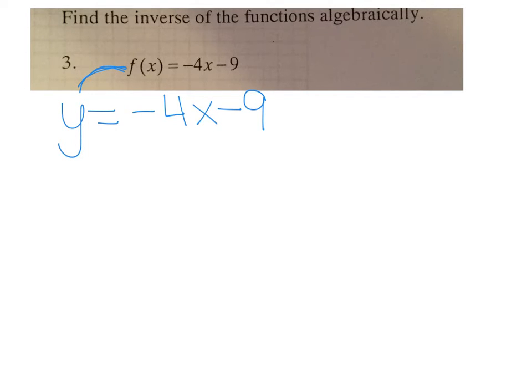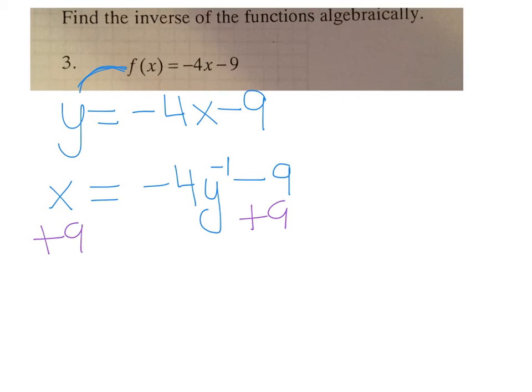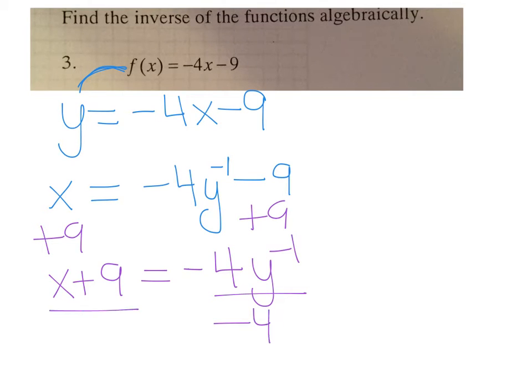Now I'm going to switch my x and y. So x equals negative 4 y, and I'm going to put a negative 1 right here because it's y inverse that we're solving for. If you forget this negative 1 power, you're not really telling us that you're finding the inverse. And then minus 9. And now we just have to get this y thing by itself. So I'm going to add 9 to both sides, which gets me x plus 9 equals negative 4 times y inverse. And then we're just going to divide by a negative 4, divide by a negative 4, which is going to take me up here to my final answer.